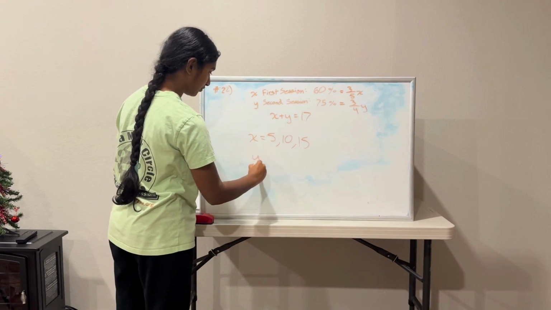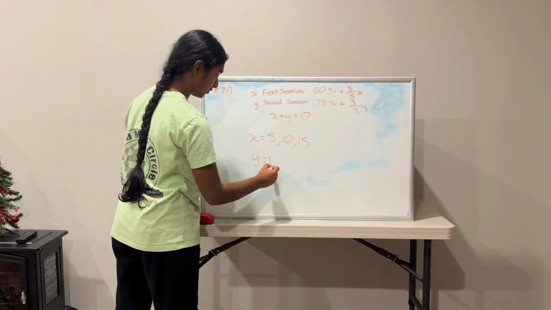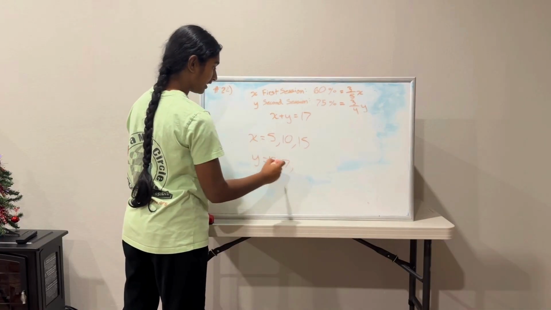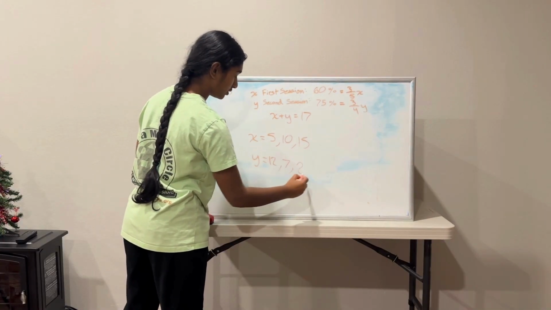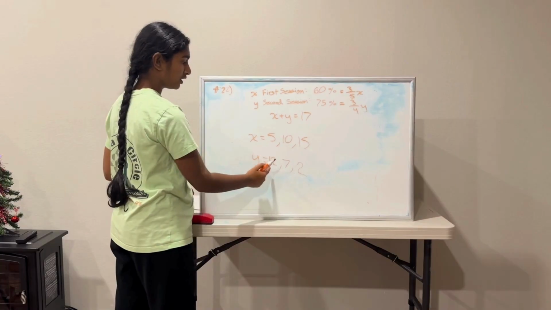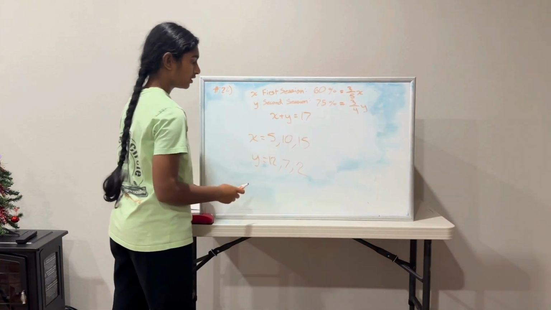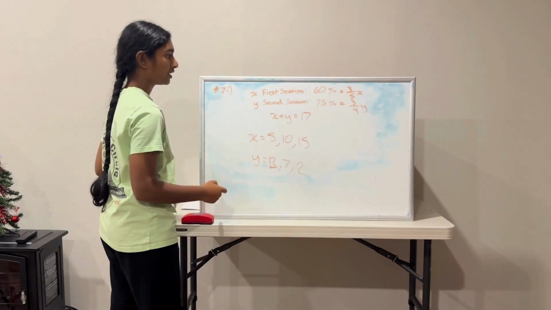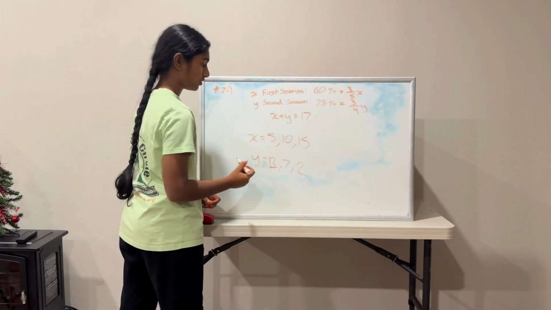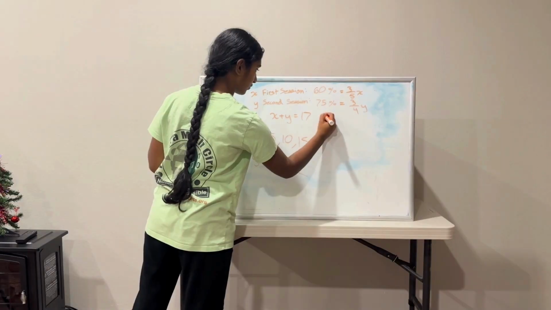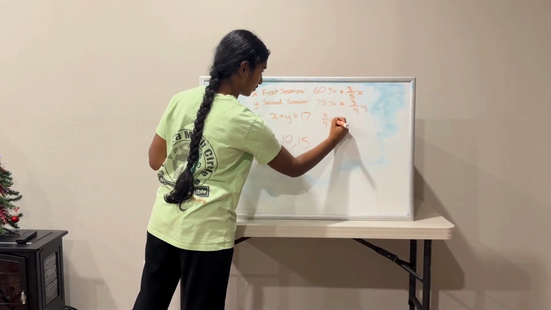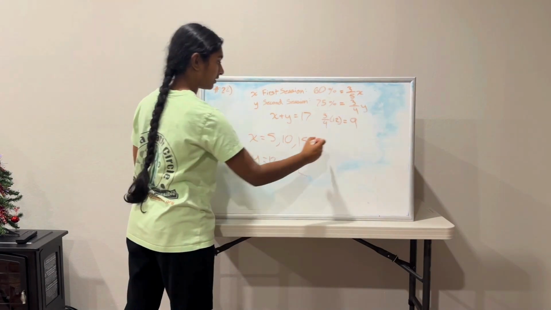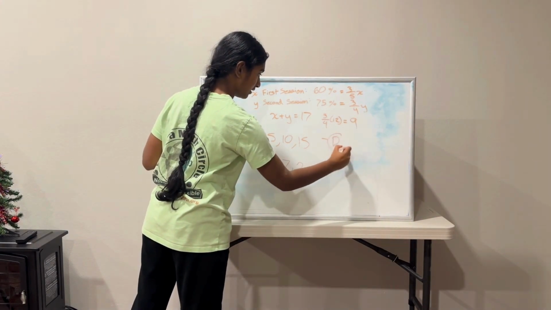Now, if X were 5, then Y would be 12. If X were 10, Y would be 7. And if X were 15, Y would be 2. But of all these options, only 12 is divisible by 4, so Y must be 12. Now we're trying to figure out the number of shots he made in his second session. So we want to know what 3/4 Y is, which is 3/4 of 12 and equal to 9. So our answer is D.